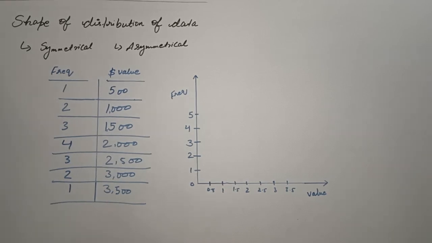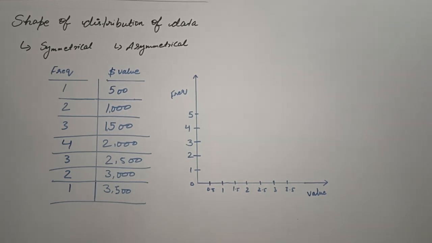Hi, in this video we'll talk about the shape of distribution of data. There are two shapes that we can see, symmetrical and asymmetrical, based on the data. We will also study the skewness of the data and the relationship between mean, median and mode based on the skewness of the distribution of the data.